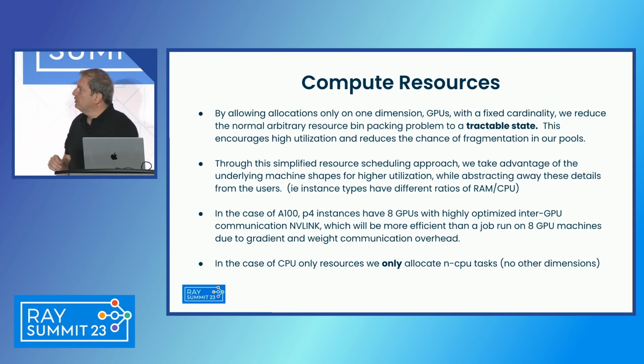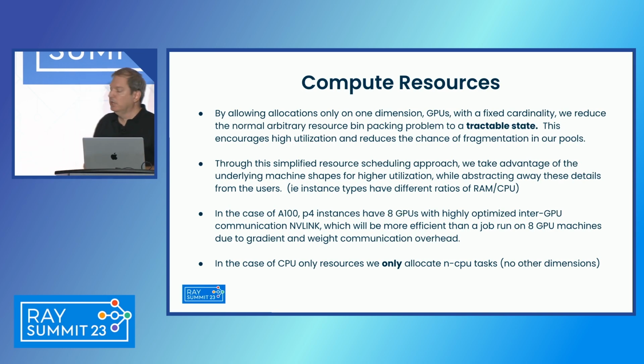This simplified resource scheduling also reduces the cognitive toll on the researchers who need to launch jobs. Because instead of remembering how much RAM I need to allocate or how many CPUs I need for this particular job, they only specify how many GPUs of a certain type they need, and everything else is given by default. Remember that every instance in AWS has a different CPU to memory ratio.